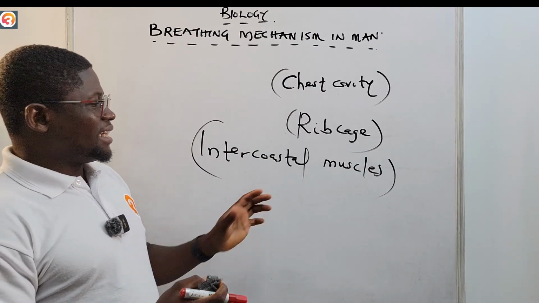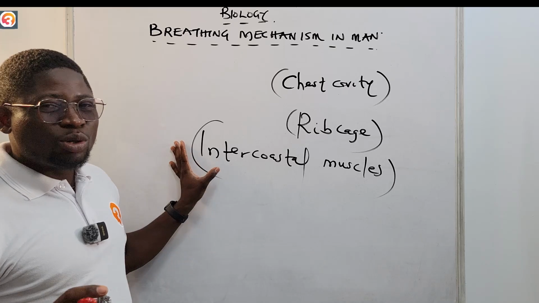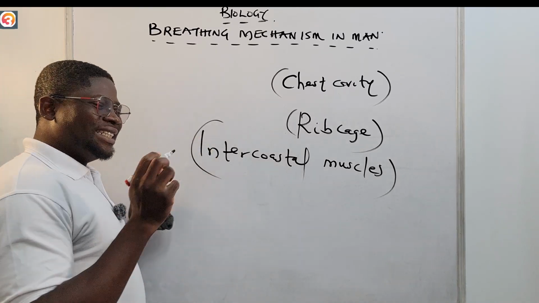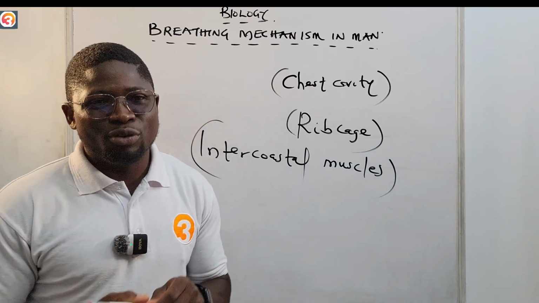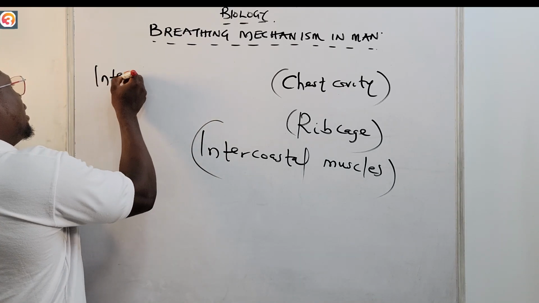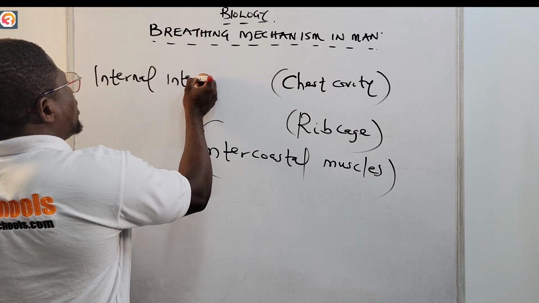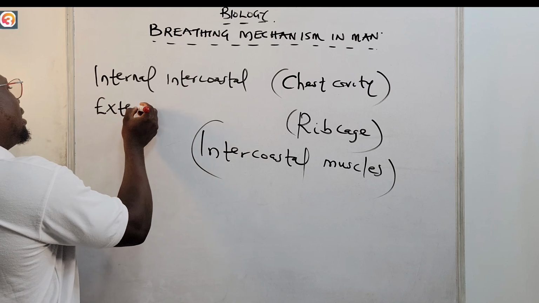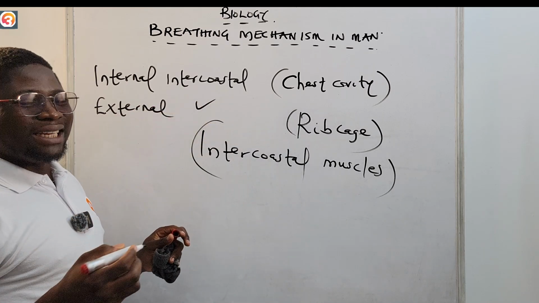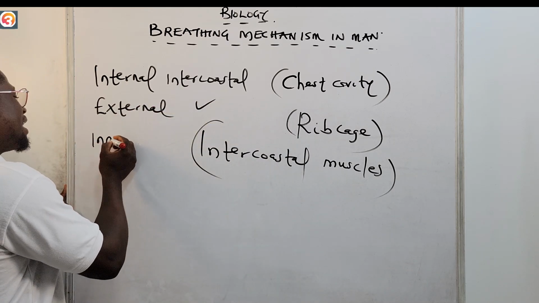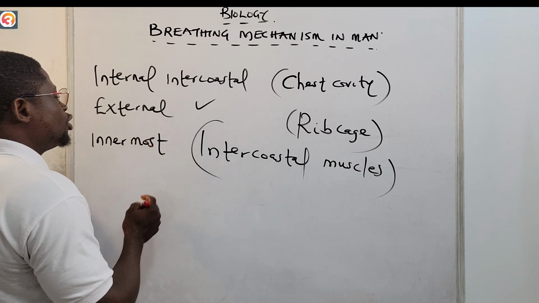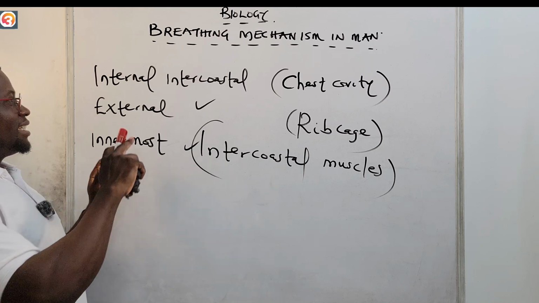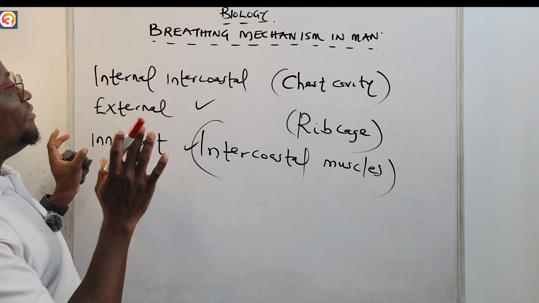Now this layer of muscles called the intercostal muscles, we have three of them. Number one, we have the internal intercostal muscles. Number two, we have the external intercostal muscles. The third one is called the innermost intercostal muscles. So there are three layers of muscles, and these intercostal muscles are very, very vital.